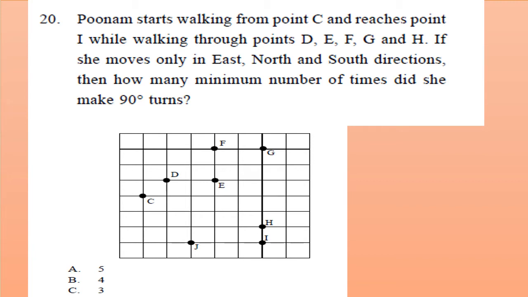Poonam starts walking from point C and reaches point I by walking through points D, E, F, G and H. She moves only in east, north and south directions. So you have to find the minimum number of times she make 90-degree turns. So join the points and find out the number of times she make 90-degree turns to reach point I.